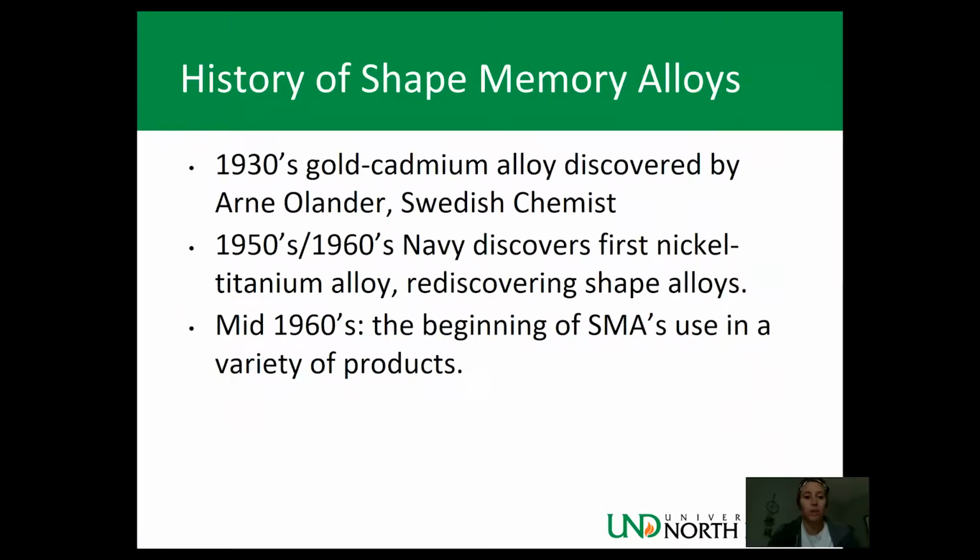The history of shape memory alloys: it was originally discovered in the 1930s by a Swedish chemist, Arne Olander, who discovered the gold cadmium alloy. Unfortunately, nothing was done with it at that point in time, and it wasn't until the 1950s and 1960s, when the Navy discovered the first nickel titanium alloy, rediscovering them, that they got their big break and started becoming more widely used in a variety of products.